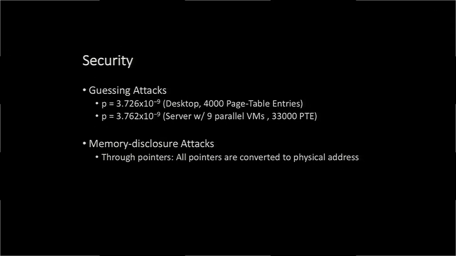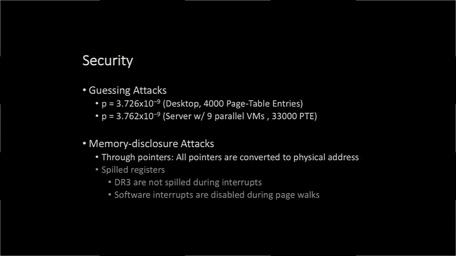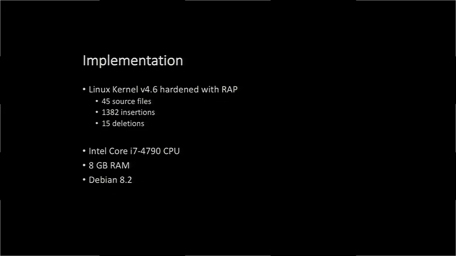For memory disclosure attacks, we protect all the pointers to the page tables by converting them to physical addresses. And to make sure that the debug register is not spilled, we actually ensured that this is never spilled during interrupts. And we actually disable software interrupts during page table walks to prevent possible intermediate values, which are used during some calculation, from being leaked through general purpose registers.